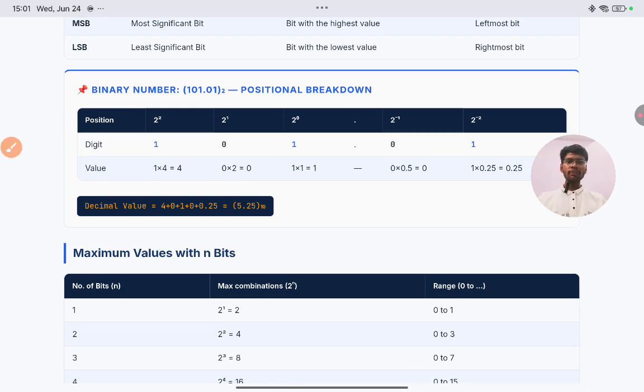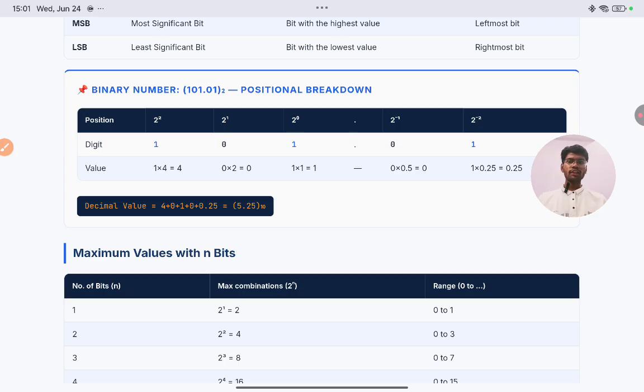So you can do a binary number positional breakdown, for example 101.01. The first digit is in 2 square form, the next is 2 to the power 1, then 2 to the power 0, then the point, then 2 to the power minus 1 and 2 to the power minus 2, the inverse of 2 square. And then you just calculate the value.